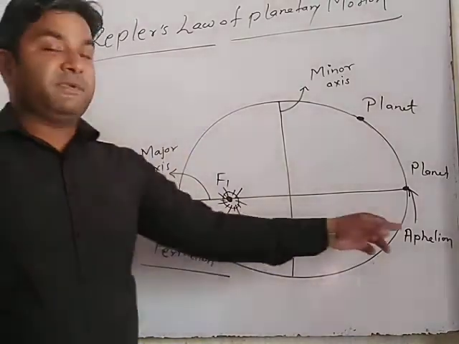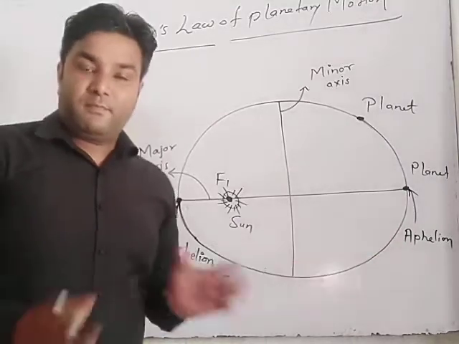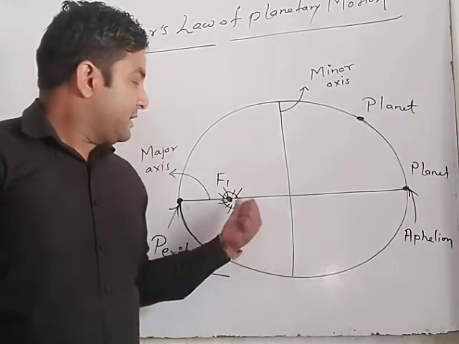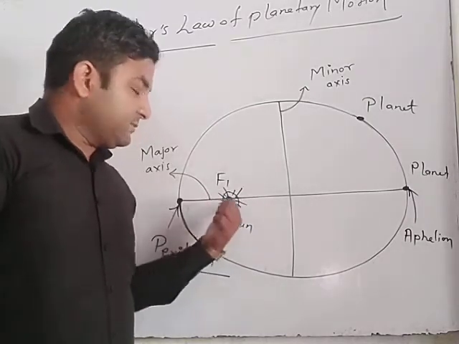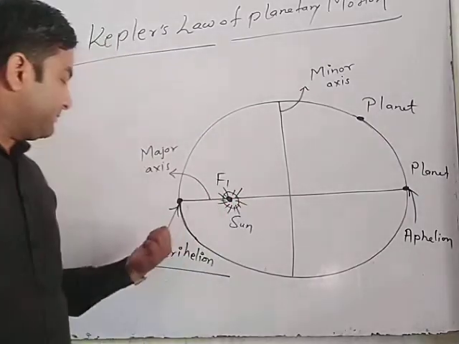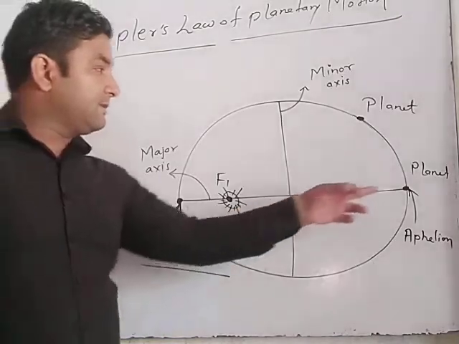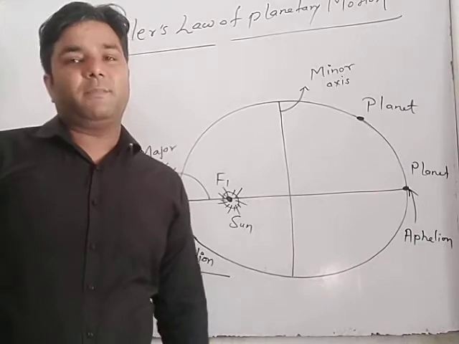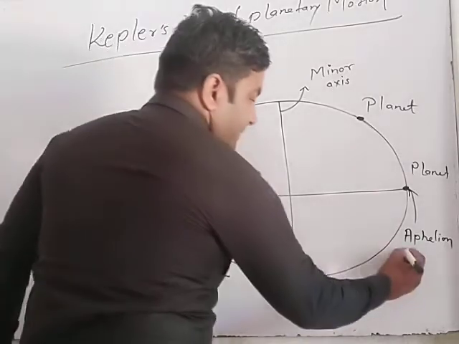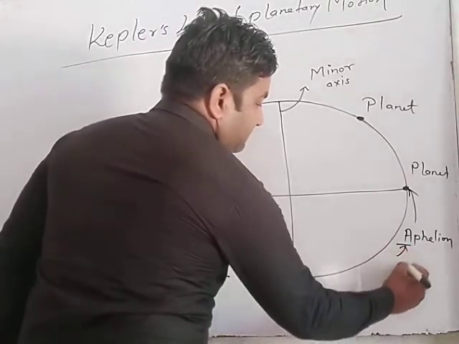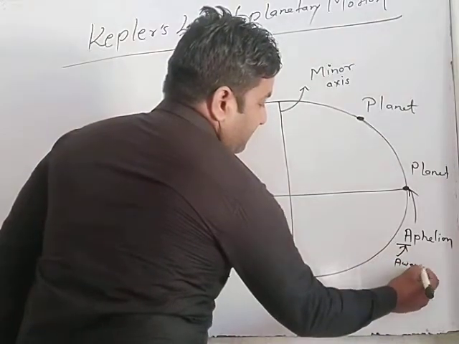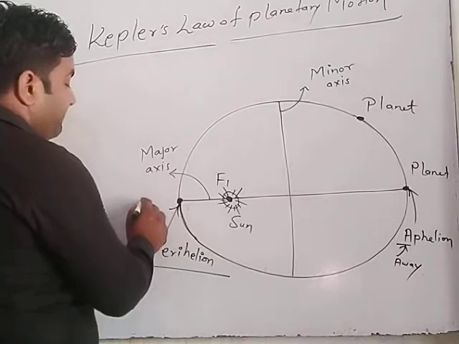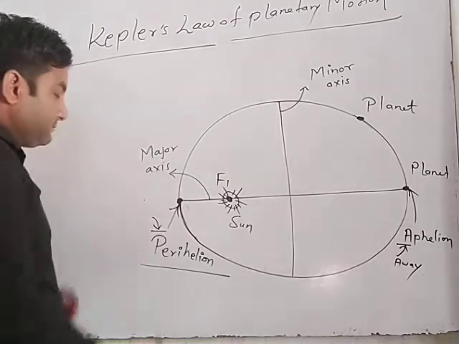Perihelion and aphelion both are positional names of the planet. Whenever the planet's position is closest to the sun, it is perihelion, and whenever the planet's position is away from the sun, it is aphelion. Here A gives what? The away concept for learning, and here P means what? That is the concept of close or near.